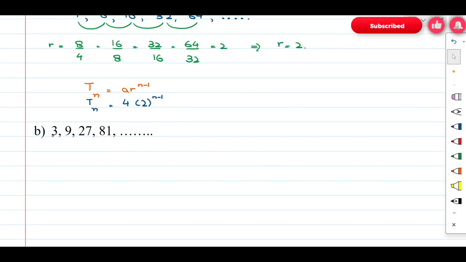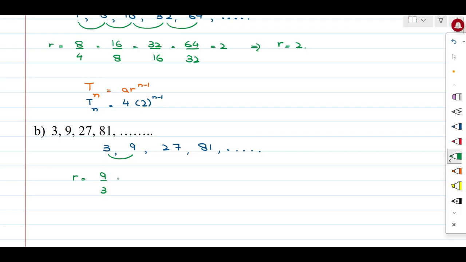All right, now the next sequence is 3, 9, 27, 81, and so on. Now we need to figure out its common ratio again. Let me write down the sequence: 3, 9, 27, 81, and so on. Now let me solve the common ratio. The ratio between 3 and 9 is 9 by 3, which is 3. 3 times 1 is 3, 3 times 3 is 9. So 3 is the common ratio.